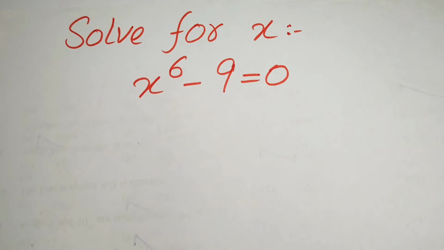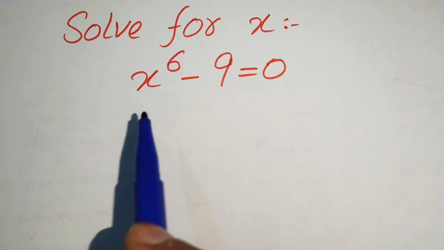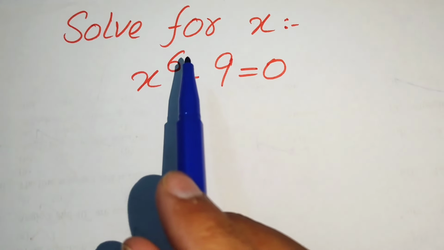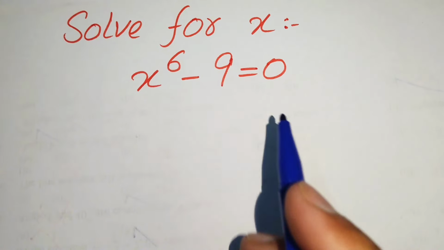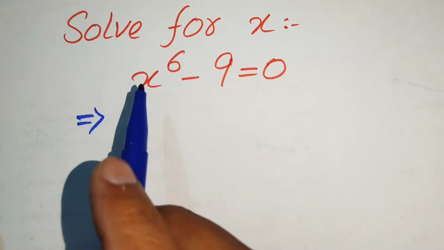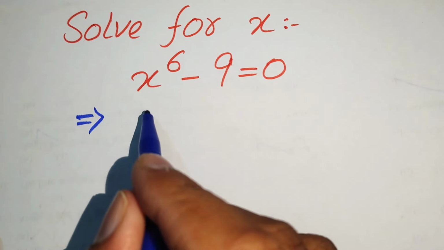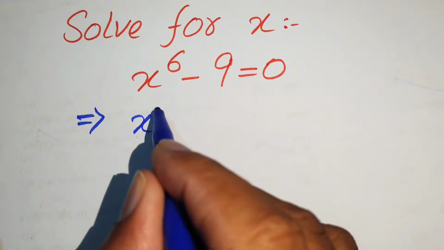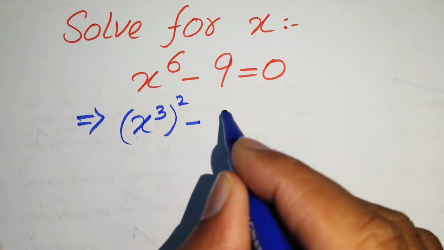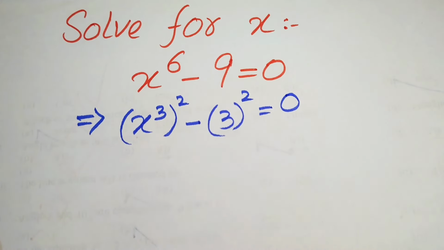Hello everyone, welcome to solve this nice math Olympiad algebra problem. Here we have x to the power of 6 minus 9 equals 0, and we solve this problem for the values of x. First we rewrite this equation as you see here. This is our x to the power of 6, and we write it as x cubed and its whole square, minus we write this 9 as 3 square, equals 0.